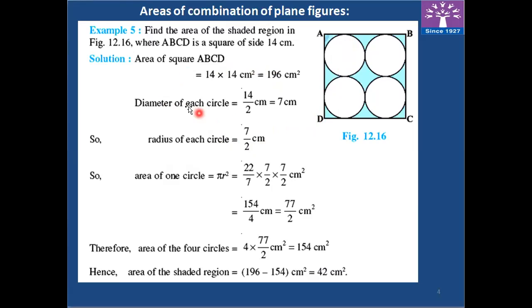That we have proved here. And the area of the square is 14 into 14, 196 centimeter square. We need this shaded region. It means the area of the square minus 4 times the area of a circle. Area of one circle is pi r square, that is 77 by 2. 4 times of it gives us 154. So the total square area 196 minus 154 will give me 42 centimeter square. That will be our shaded region.